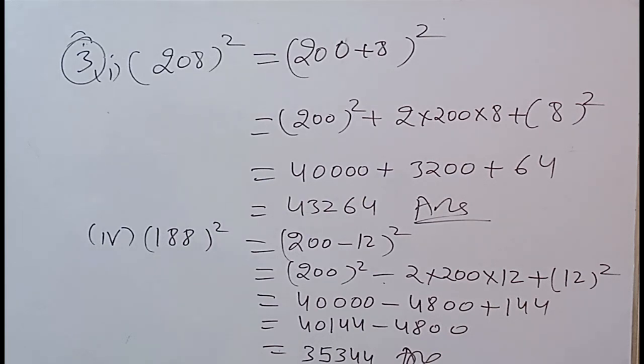200 square minus 2 into a, that is 200, into 12, plus b square. B is 12, so write down 12 square. So 200 whole square will give 40,000. 2 into 200 into 12 will give 4800, that has a negative sign, and plus 12 whole square, that is 144. Now adding 40,000 plus 144 gives 40,144, and 4800 we have to subtract from 40,144, and the answer we will get is 35,344. So in that manner you will do question number 3 first part and question number 3 fourth part. The other sums are similar, so you can try them yourself.